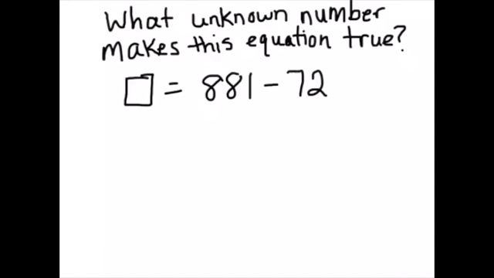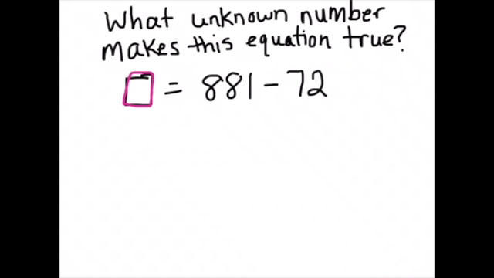Unknown equals 881 minus 72. So our unknown is represented by this box, and of course we need to know the difference, and that means the answer to a subtraction problem, the difference. So I know there are lots of different strategies on how I could figure out the answer to this, and I'm going to do one for today.